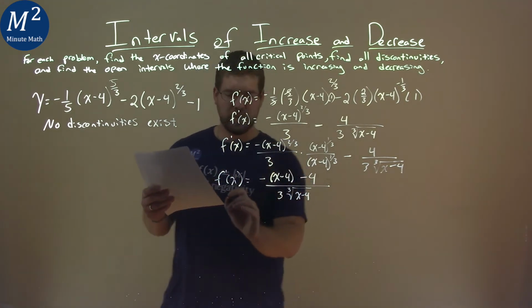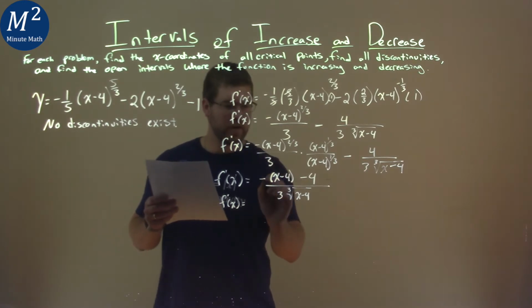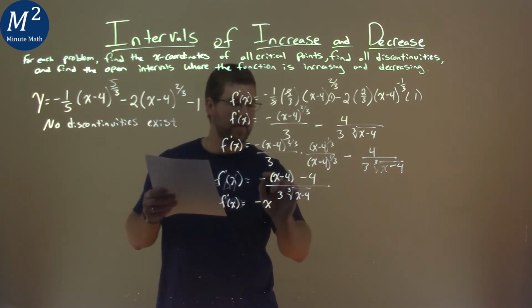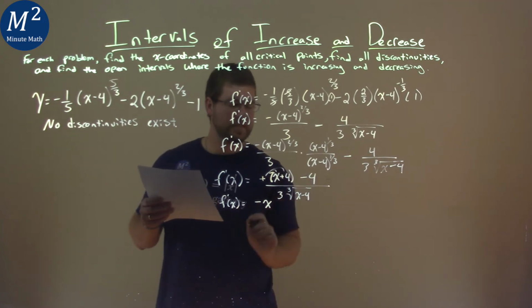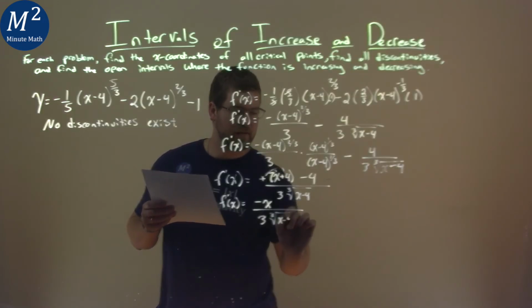Keep going, simplifying this. F prime of x is equal to, good old, we have a negative x up front here now, negative x, and then the negative goes to both parts, making this a negative here, and the x positive of 4, subtract a 4 is 0. We're done, and we have 3 over third root of x minus 4.